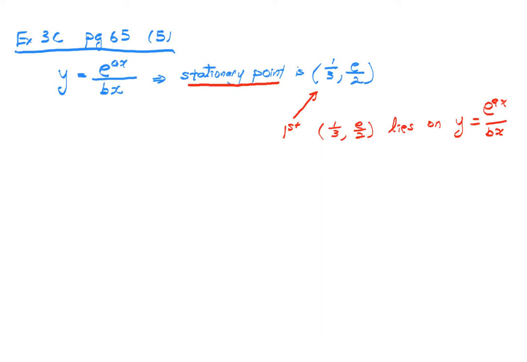Second thing comes from the words stationary point. What does it mean? Can someone tell me? F prime 1/3 is 0. Yes, you are right. So you have to tell me like that. Don't just say f prime x equal to 0. You have to interpret the information: f prime 1/3 is equal to 0.